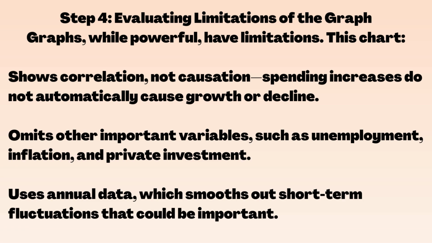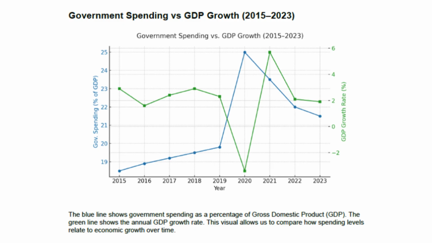Step 4. Evaluating limitations of the graph. Graphs, while powerful, have limitations. This chart shows correlation, not causation. Spending increases do not automatically cause growth or decline. It omits other important variables, such as unemployment, inflation, and private investment. It uses annual data, which smooths out short-term fluctuations that could be important.